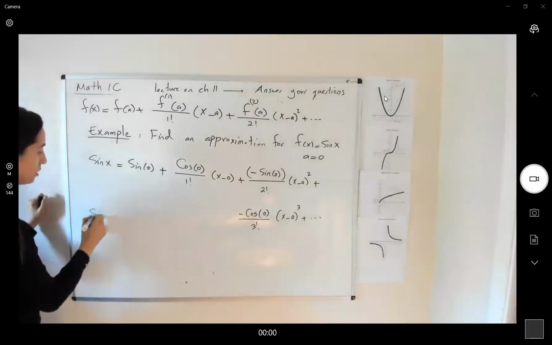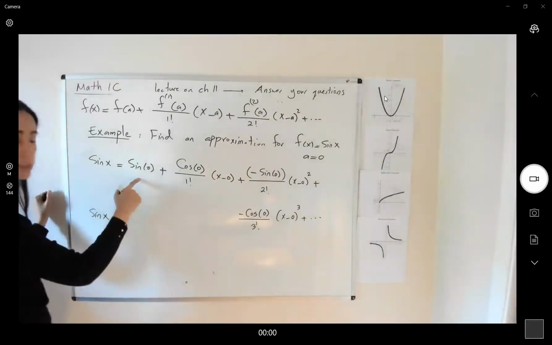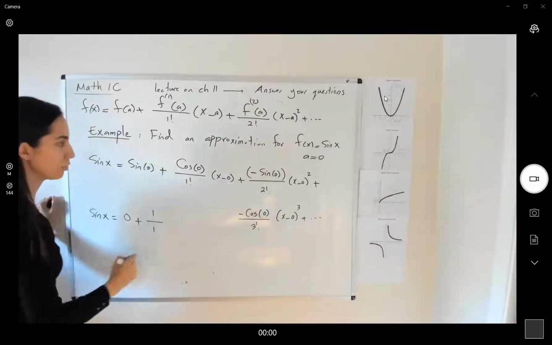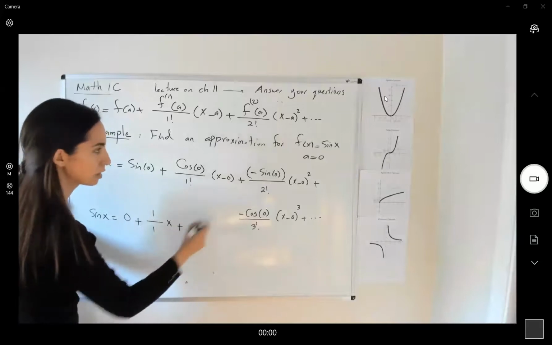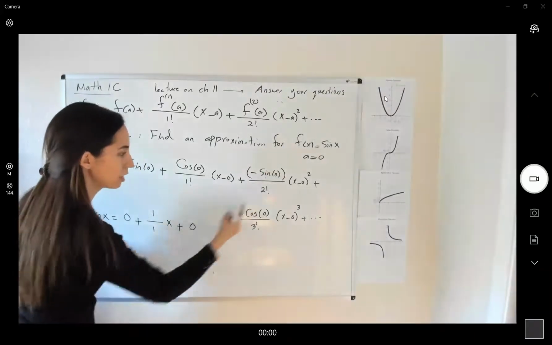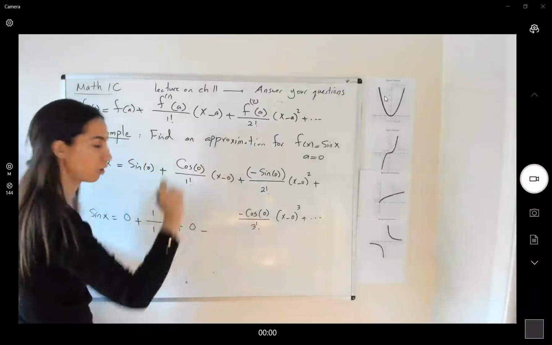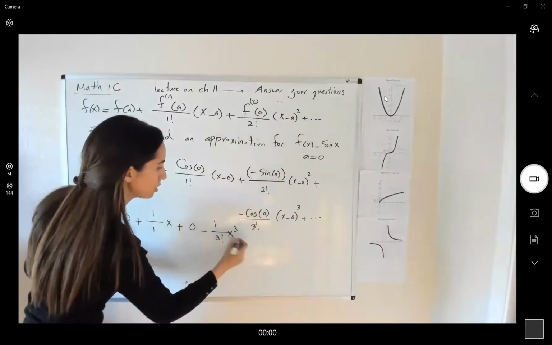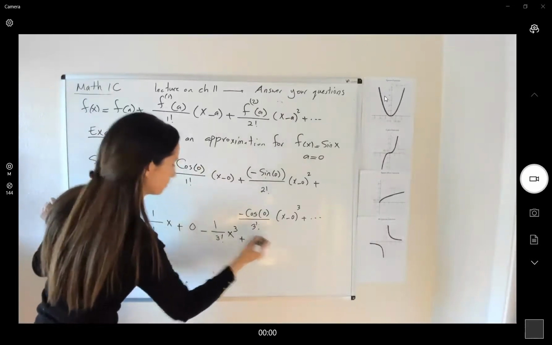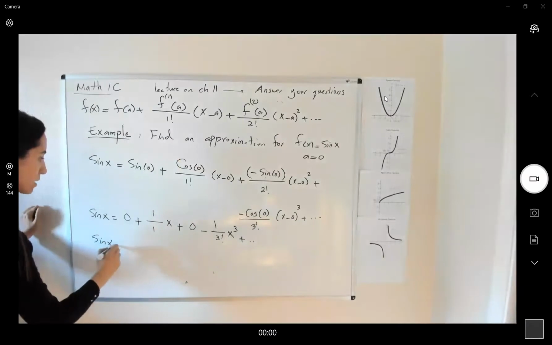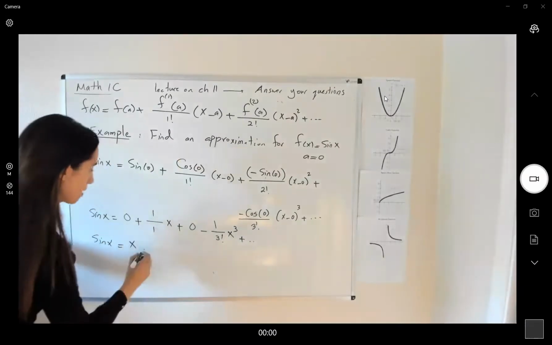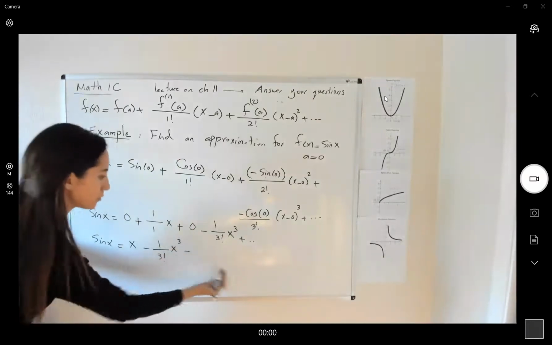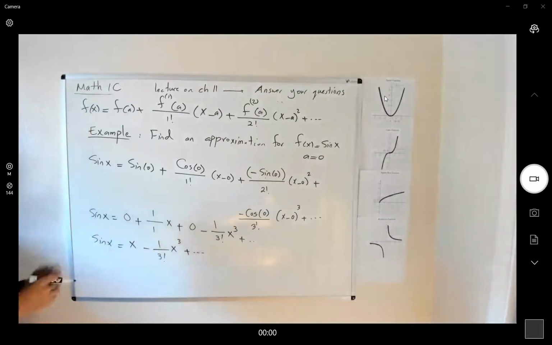So the function sine can be written as sine of 0, which is 0, plus cosine of 0, which is 1, 1 divided by 1 times x, plus sine of 0 which is 0, minus cosine of 0, which is 1, 1 over 3 factorial x to the third, plus the rest of the terms. So sine x is x minus 1 over 3 factorial x cubed plus the rest of it.